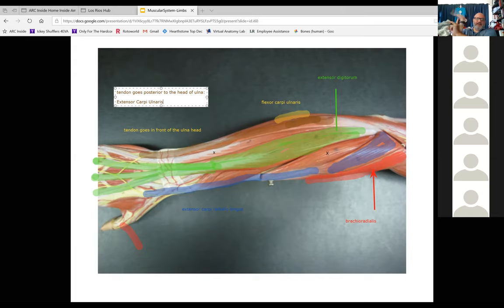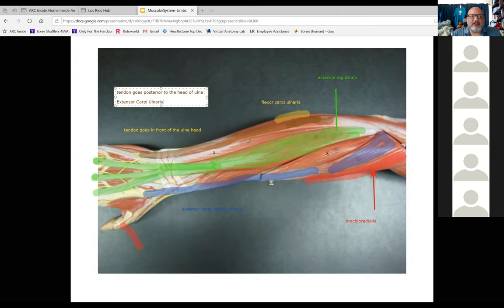So the one on the back is the extensor carpi ulnaris. The one on the front is the flexor carpi ulnaris. So one extends the hand, one flexes the hand. Both are on the pinky side, so both are going to adduct the hand. But there they are side by side. And really the only difference is where their tendons go.